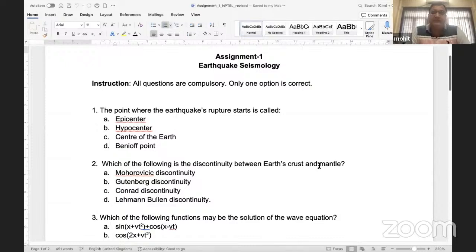It is asking: the point where the earthquake rupture starts is called epicenter, hypocenter, center of the earth, or the Benioff zone. The earthquake rupture starts at the location where the earthquake nucleates. This is the position where the hypocenter, or the focus of the earthquake, is located. And the epicenter is the point directly above the hypocenter at the surface. So the answer is option B, hypocenter.